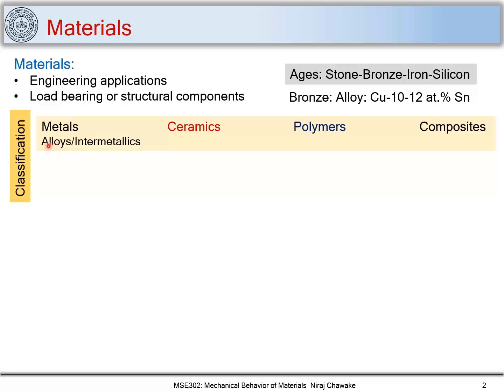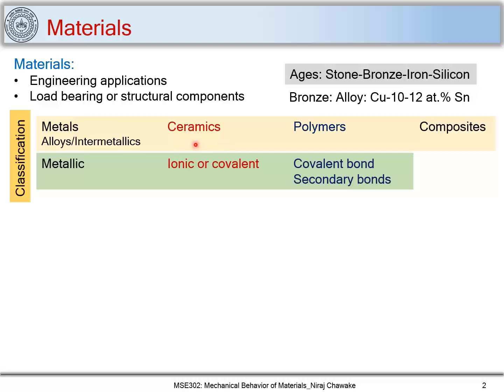Alloys are nothing but a solid solution of two or more metals or elements. These materials have different properties because of different characteristics of the bonds present in them. Metals have metallic bonds, ceramics possess ionic or covalent bonds, and polymers possess both covalent and secondary bonds. Based on this bonding, they show different properties or different behavior.